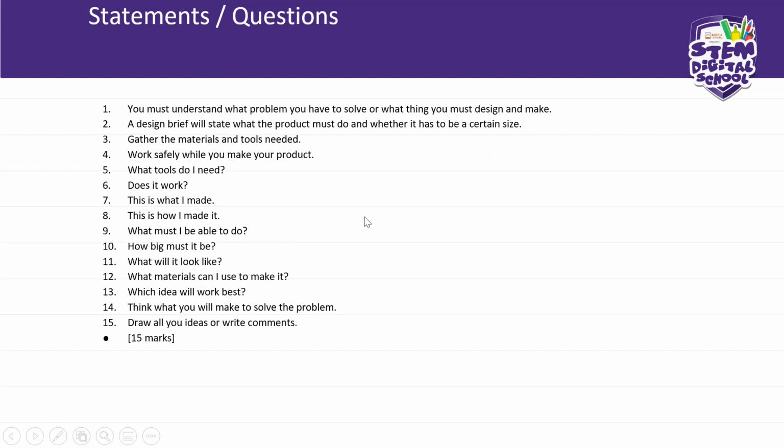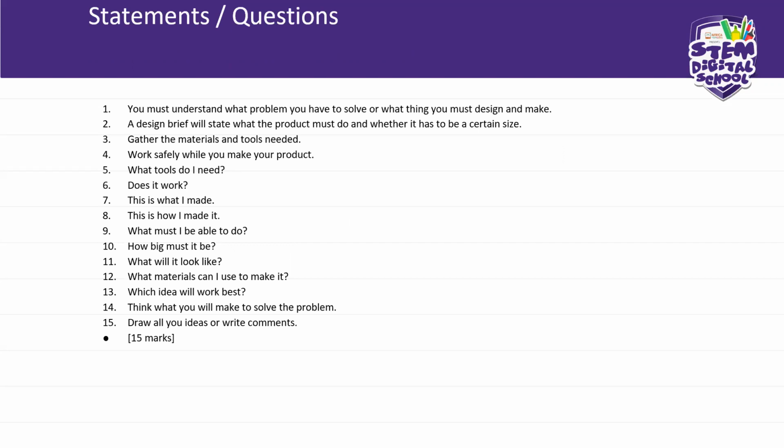Okay, ma'am. Number one, you must understand what problem you have to solve, what thing you must design and make. What stage is that? That is the first stage, investigating. Investigate. Good. 2, a design brief will state what the product must do and whether it has to be a certain size. What stage is that? The second stage, designing stage. The design stage. Very good.